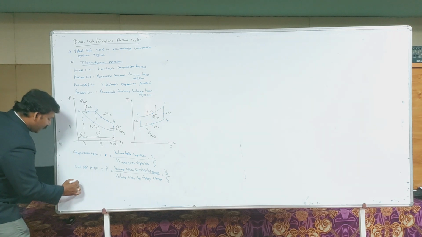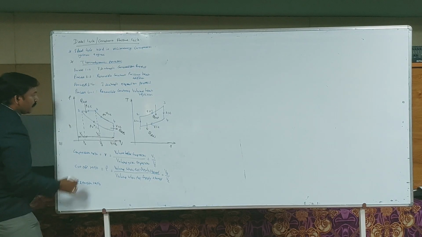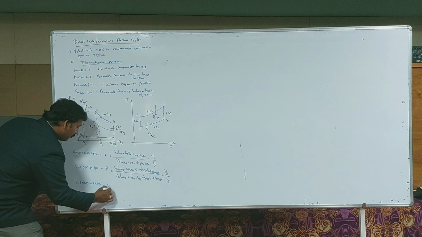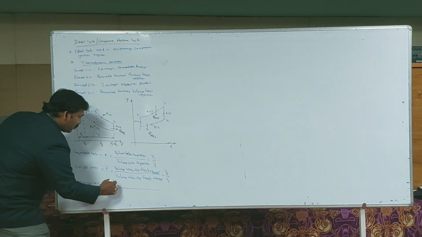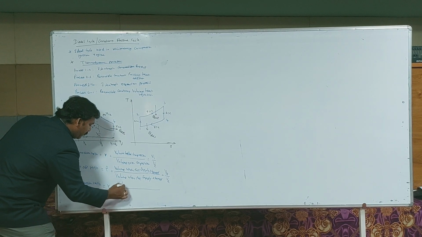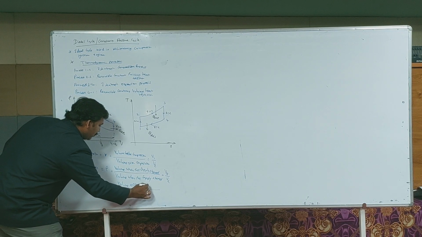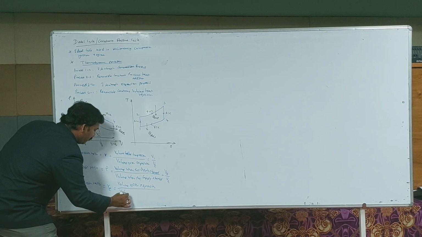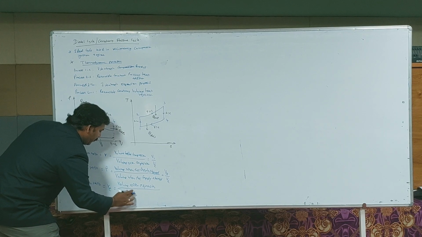And the expansion ratio, this is actually in the process 3 to 4, represented using r suffix e, expansion ratio. It is a ratio of the volume after expansion to the volume before expansion.